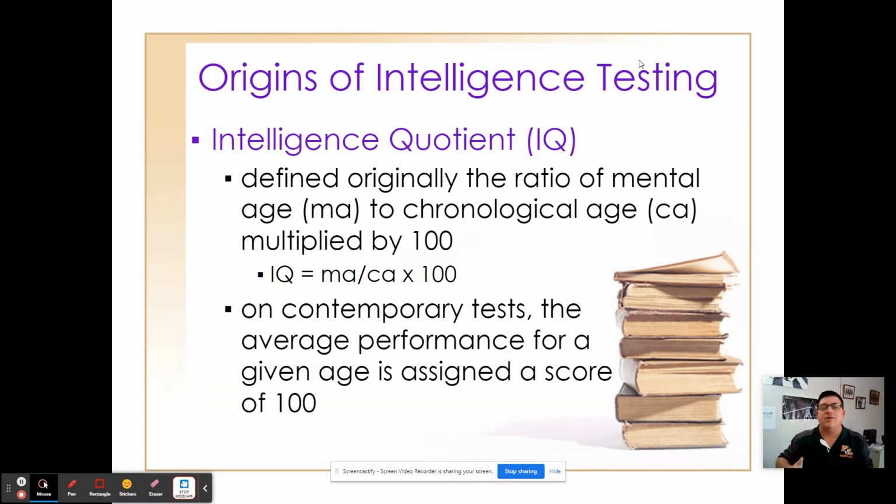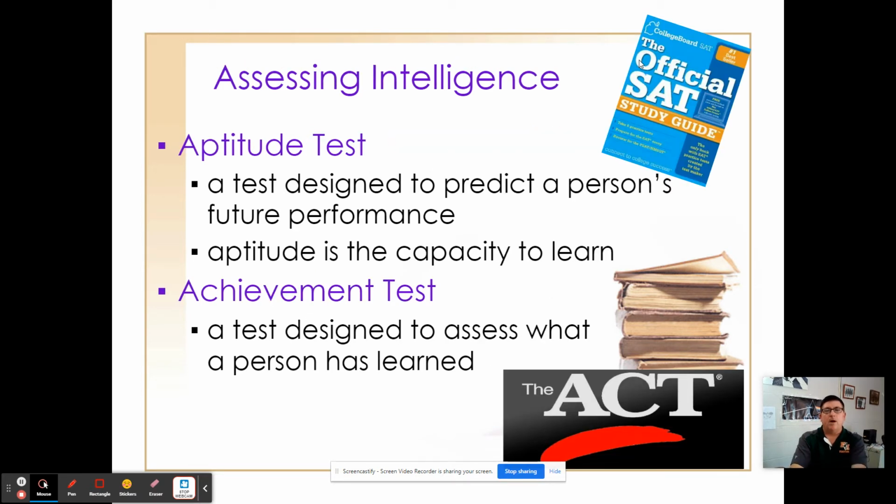You get the IQ, the intelligence quotient, which is the IQ equals the mental age divided by their chronological age times 100. On contemporary tests, the average performance for a given age is assigned a score of 100. That's the norm. That's the average. 100 IQ is right there in the middle. That's the average. So above it, higher IQ. Below it, lower IQ.